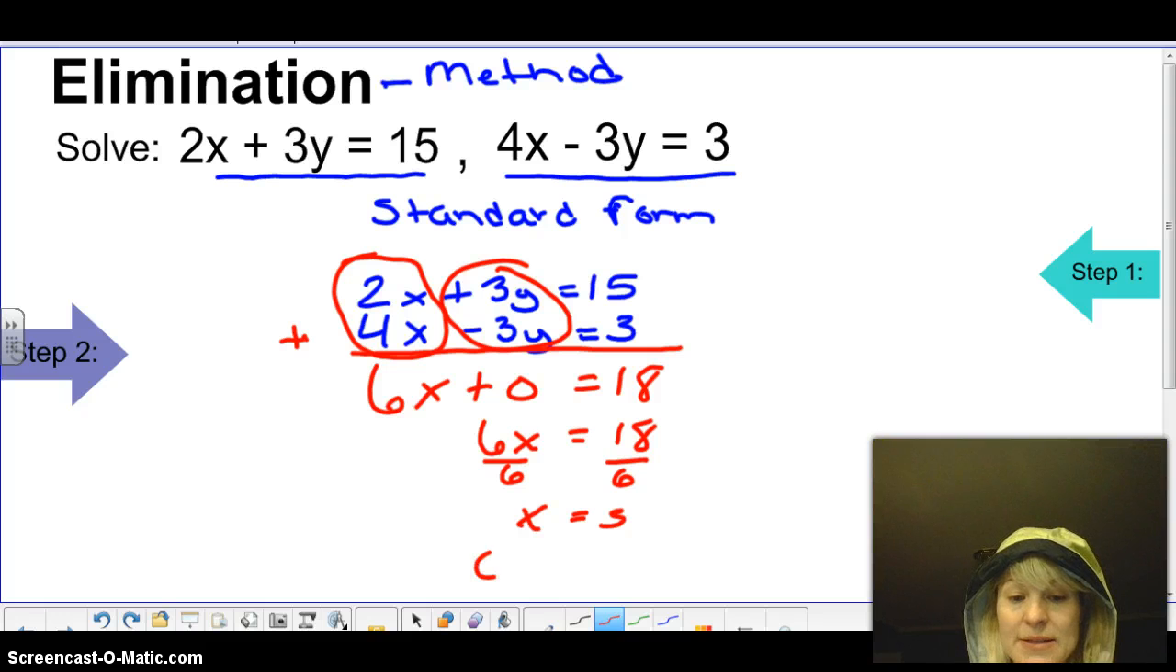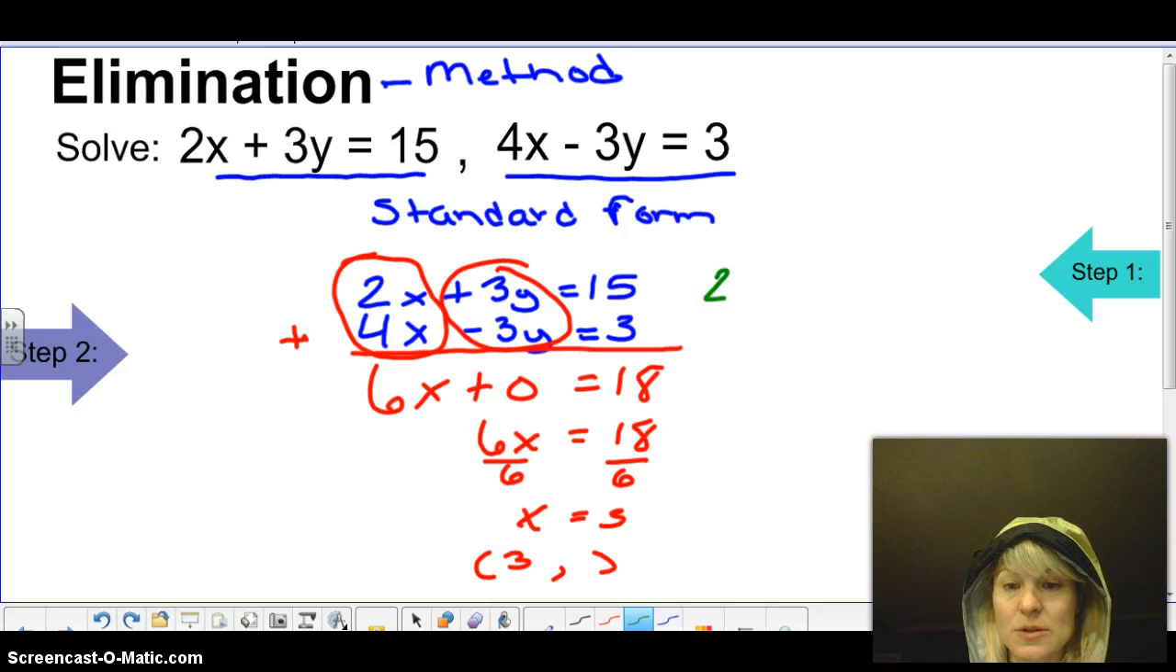So again, we're finding this intersection point here. So I know that my x is 3, so I'm missing the y here. So now that I know x is 3, I can pick either one of these equations and plug 3 in for x. And it doesn't matter which one I use. This top one looks a little simpler to me, so I'm going to use the top one.